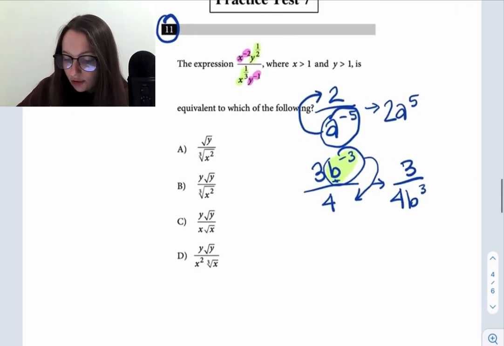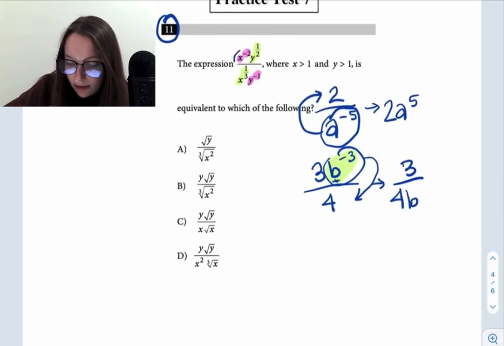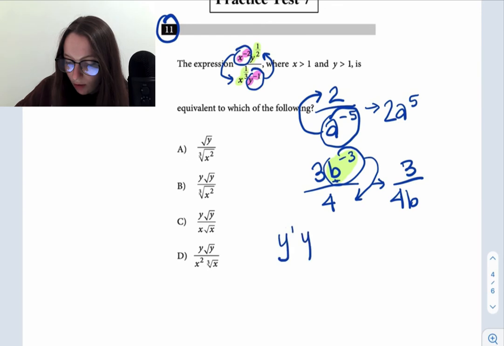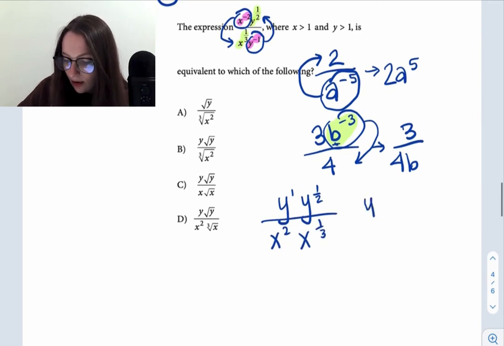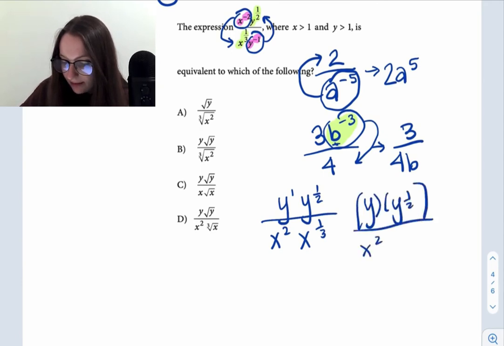So let's go ahead and do that with what we have here. We're going to have to move this x to the negative 2 to the bottom and this y to the negative 1 to the top to make both positive. So on the top we have y to the 1, which is the same as y, times y to the 1/2. And then at the bottom we have x squared times x to the 1/3. So the top then becomes y times y to the 1/2 over x squared times x to the 1/3.